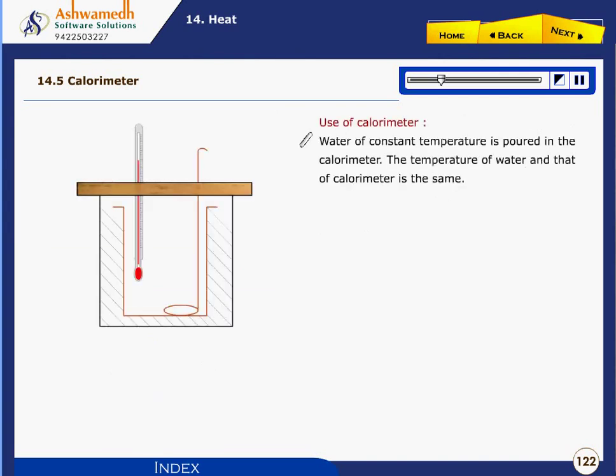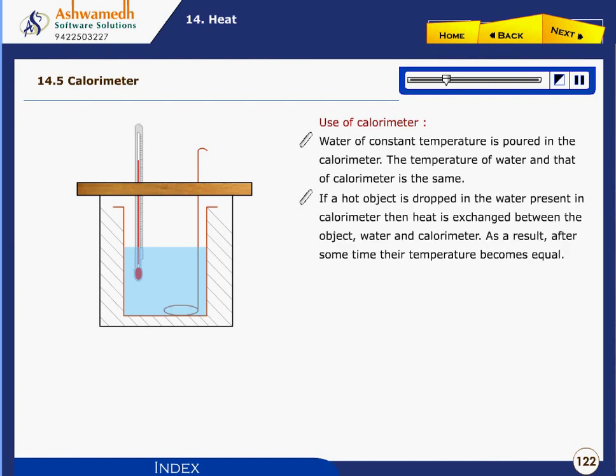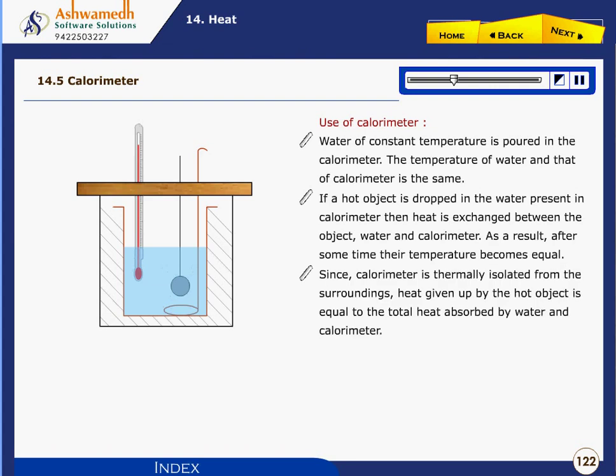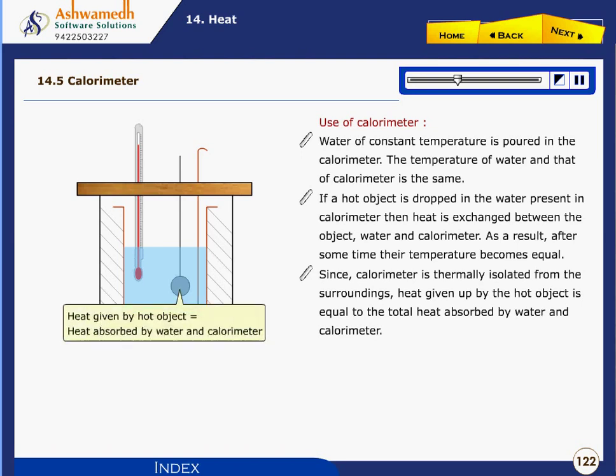Uses of calorimeter. Water of constant temperature is poured in the calorimeter. The temperature of water and that of calorimeter is the same. If a hot object is dropped in the water present in the calorimeter, then heat is exchanged between the object, water, and the calorimeter. As a result, after some time, their temperature becomes equal. Since calorimeter is thermally isolated from the surroundings, heat given up by the hot object is equal to the total heat absorbed by the water and calorimeter.